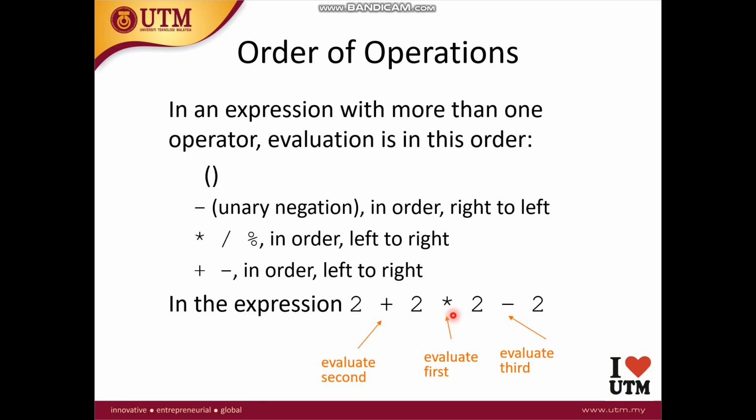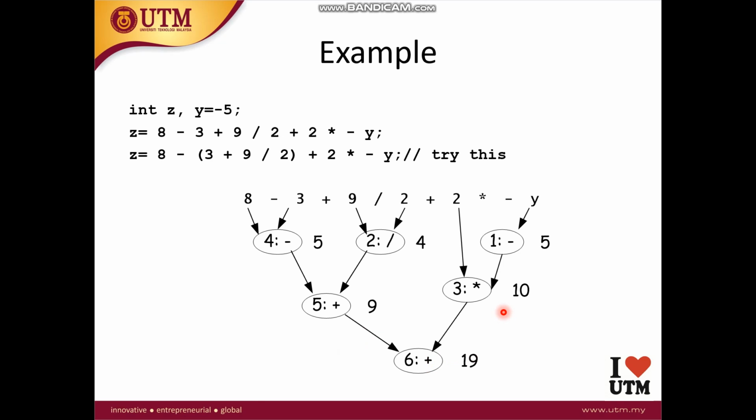This one is going to be executed first, and this one, and this one. Here we've got an example. It goes from left to right, so we don't have any bracket. So directly we go to the unary.